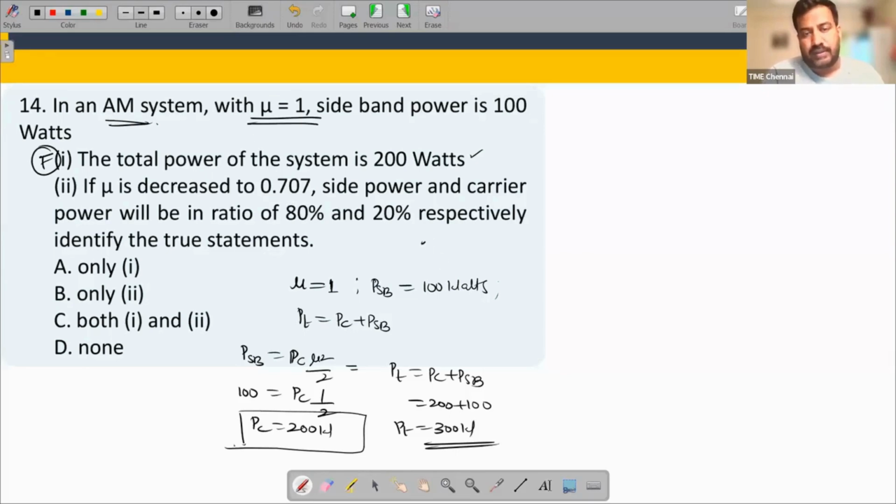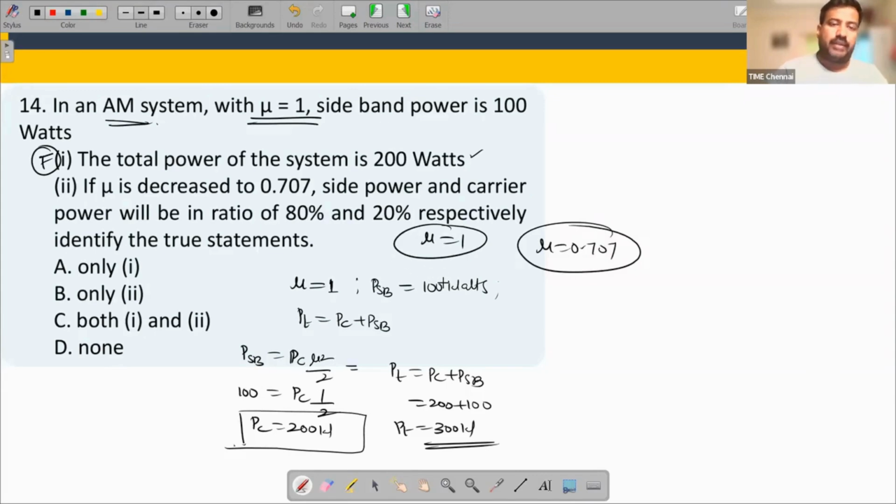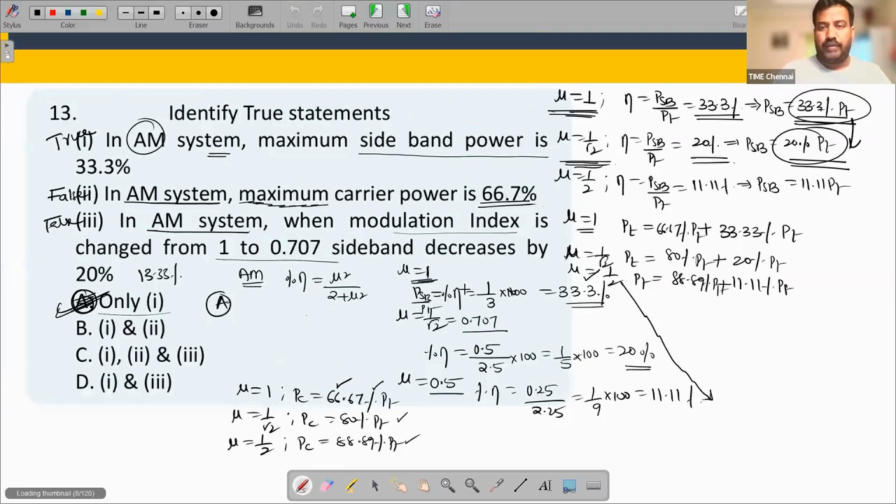When mu is decreased to 0.707, it was 1. Now it is decreased to 0.707. From mu is equal to 1, we decrease to mu is 0.707. The sideband power and carrier power are in the ratio 80 and 20. For mu is equal to 0.707, carrier power is 80%, sideband power is 20%. This is correct, no? Why is this wrong?